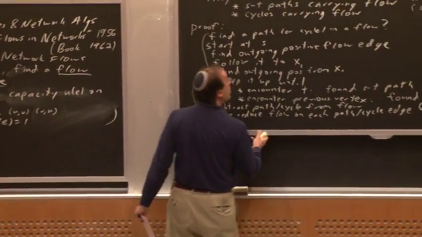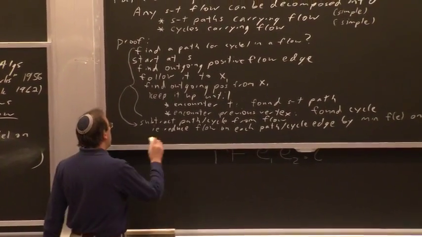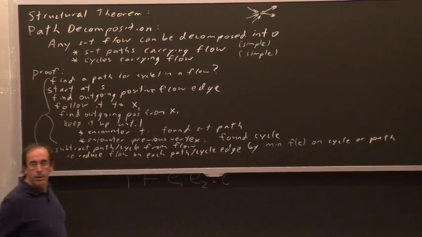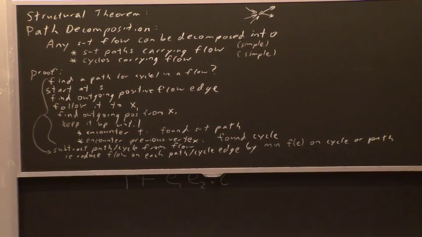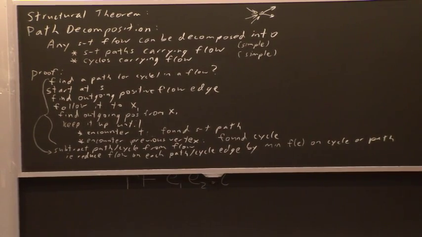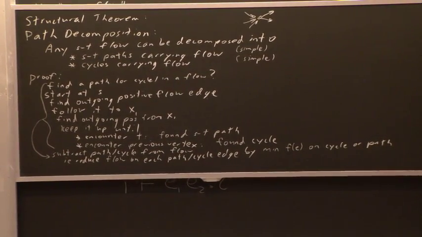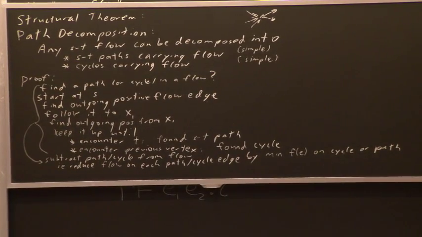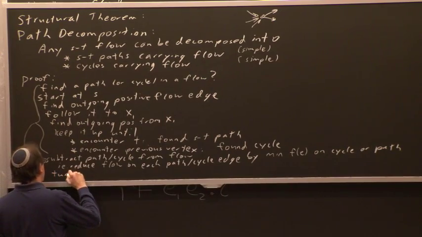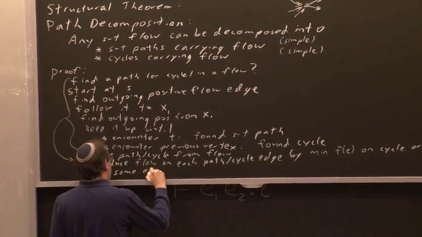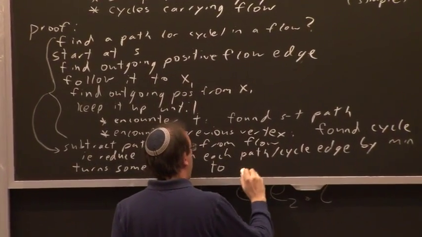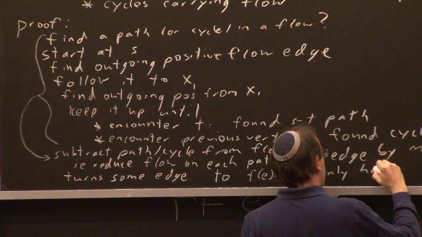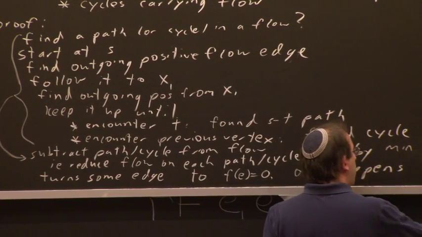Now, although it's not great board technique, I'm going to squeeze this in here. How often can this go on? Can this go on forever? If we do this subtraction of paths, decomposing into an infinite number of paths could be problematic if we're trying to do something algorithmic. You get a 0 on a certain edge, and the number of 0s increases. Great. So this turns some edge to having f of e equals 0. And so that can only happen m times.